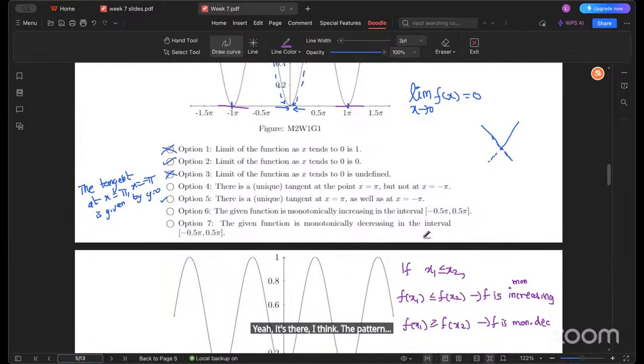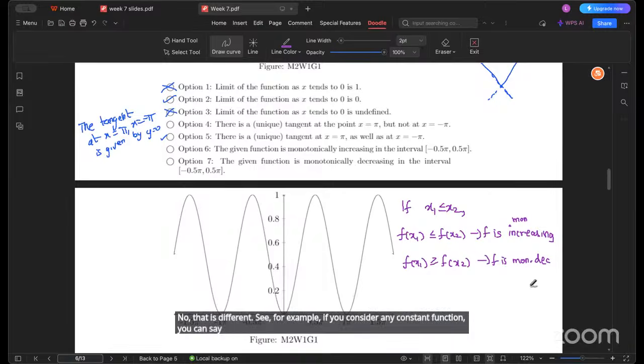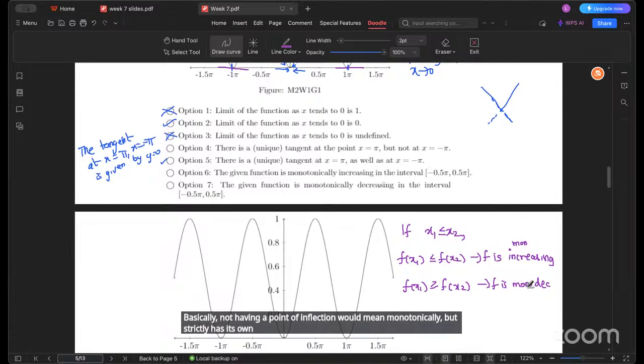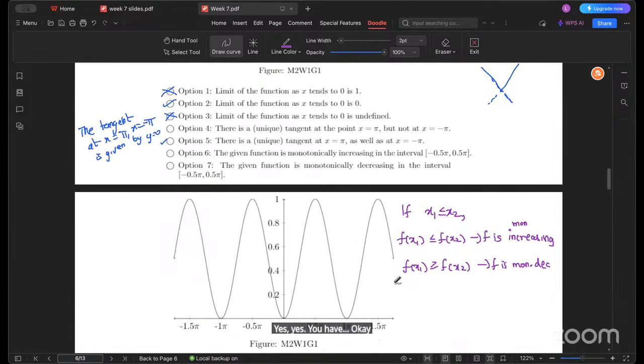No, that is different. See, for example, if you consider any constant function, you can say it is monotonically increasing, but it is not strictly increasing, right? Basically, not having a point of inflection would mean monotonically, but strictly has its own definition, which does not include the equal to sign. Can you just explain it a little graphically?